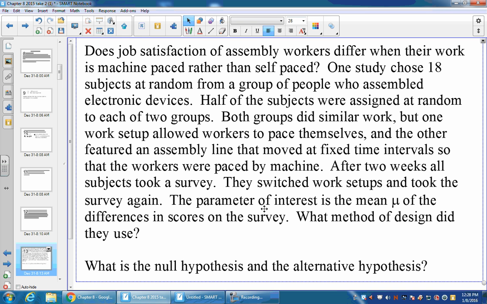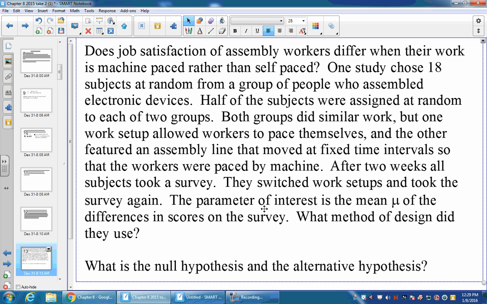Does job satisfaction of assembly workers differ when their work is machine-paced rather than self-paced? One study chose 18 subjects at random from a group of people who assembled electronic devices. Half the subjects were assigned at random to each of the two groups. Both groups did similar work, but one work setup allowed workers to pace themselves, and the other featured an assembly line that moved at fixed time intervals, so the workers were paced by machine. After 2 weeks, all the subjects took the survey. They switched work setups and took the survey again. The parameter of interest is the mean of the differences in the scores of the survey.